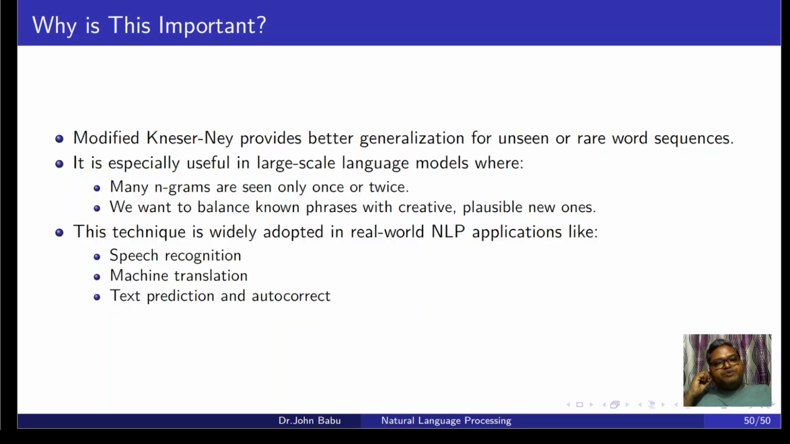So the Kneser-Ney method provides generalization for unseen rare word sequences. Remember that backoff smoothing and linear interpolation only count the number of times a word is occurring. But Kneser-Ney smoothing also counts the context: in how many different contexts the given word appears.